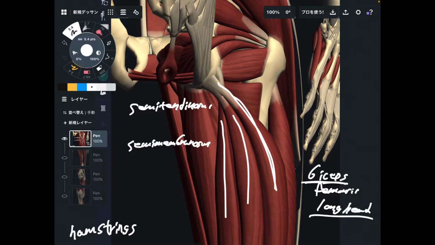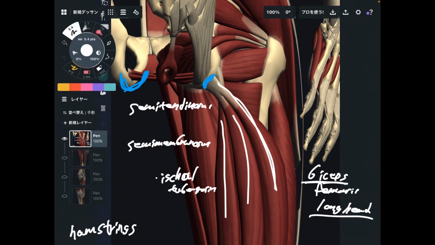I am going to explain their origin, insertion, and function. Let me explain their origin first. Let's focus on biceps femoris and semitendinosus, okay? These two muscles are very close to each other. They attach to the ischial tuberosity. The ischial tuberosity is a very big bony bump on the ischium. This part is the ischial tuberosity.